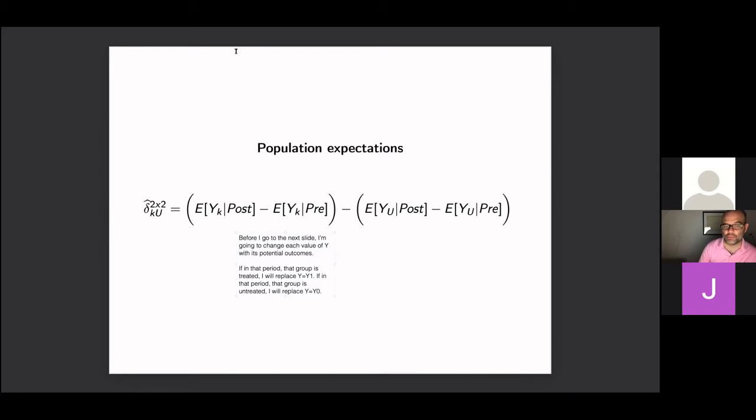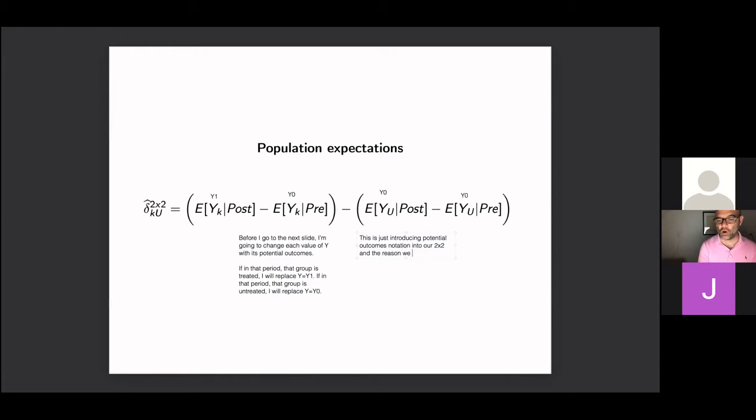All right. So let's look at this right here. Post period. Well, in the post period, group K is treated, so I'm going to give that a Y1. And in the pre period, it's untreated, so I'm going to give it a Y0. And this is always untreated. All right. So I can rewrite this entire expression as expectation Y1 for group K in the post minus expectation Y0 group K in the pre. All I've done is introduce potential outcomes notation into our 2x2.